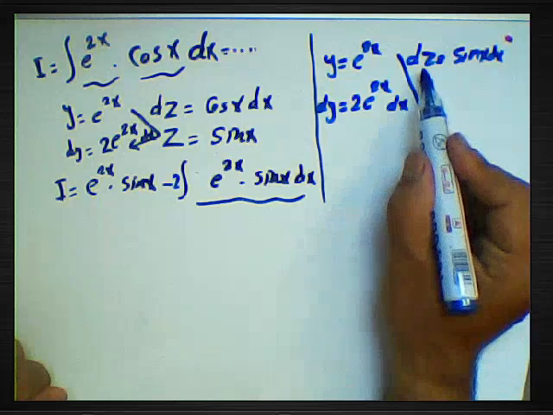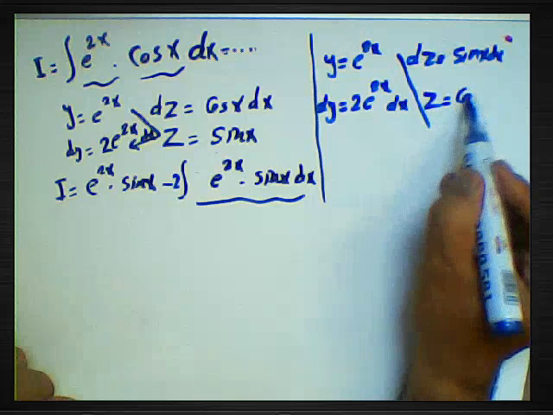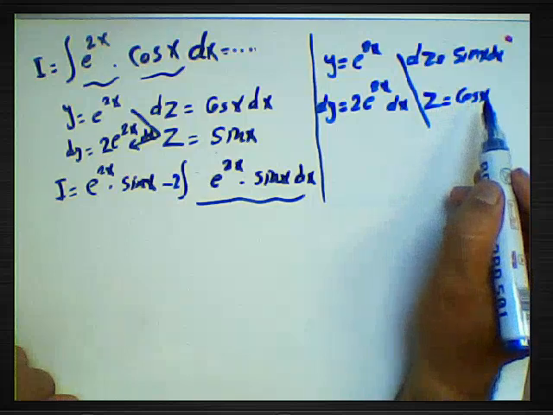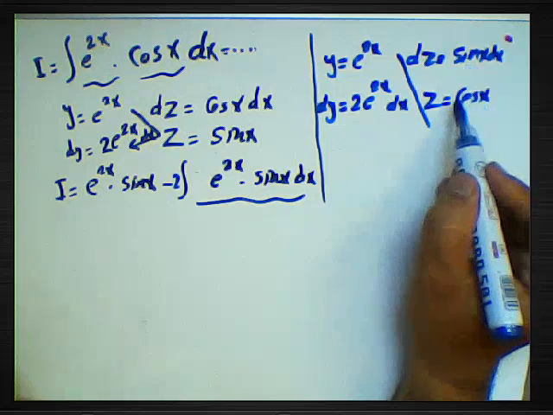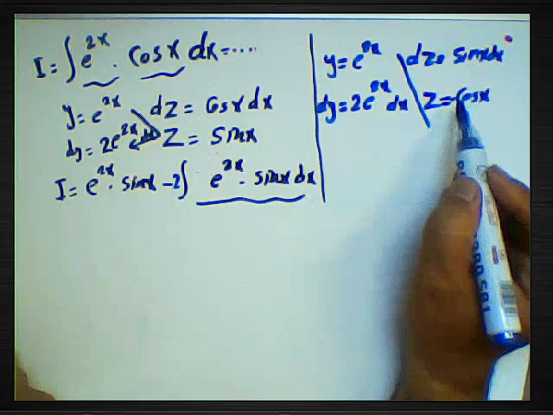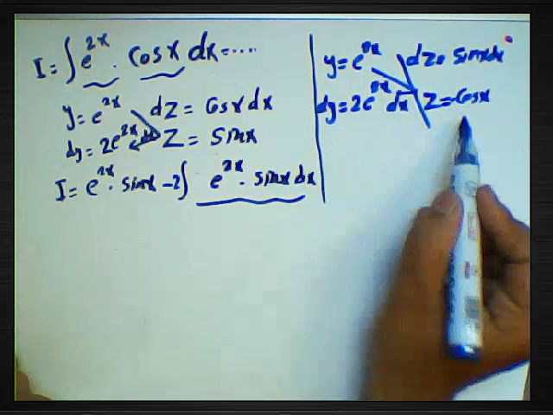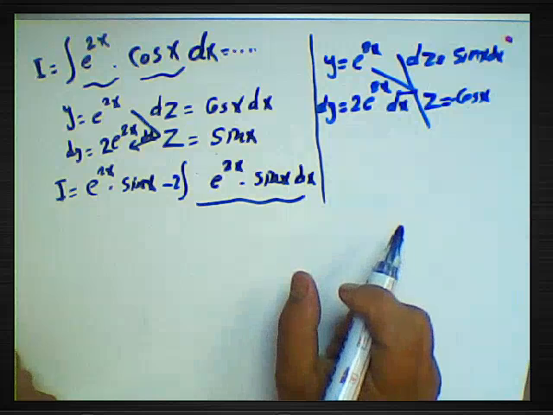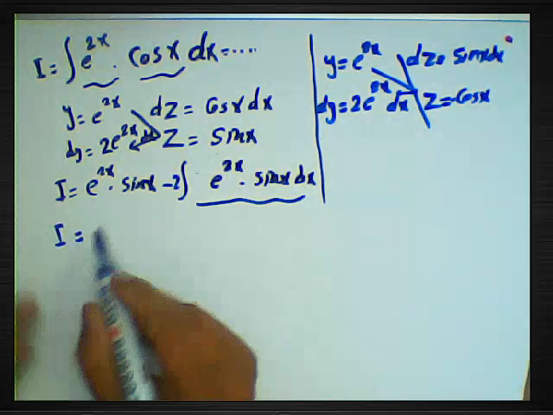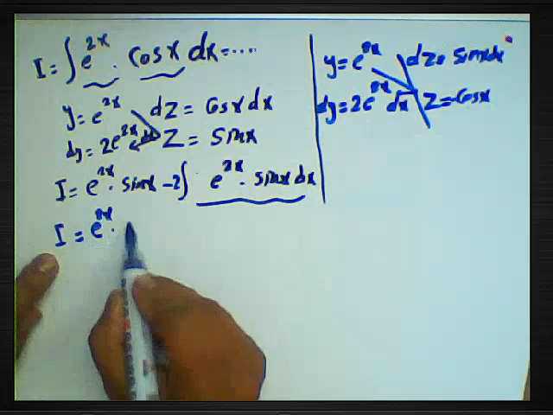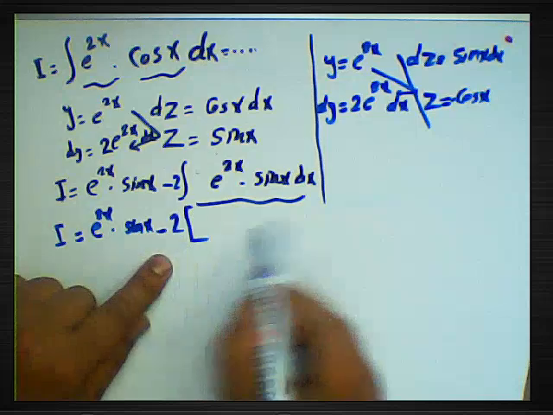And integration about dz, it will be z. Integration about sine, it will be cosine x. And integration about sine, it will be negative cosine. Okay, use the rule here, multiplication them, and subtract integration about multiplication by them. Okay, I will cancel it. Look at here, I will be e power 2x sine x, subtract 2 multiplications integration about this function.